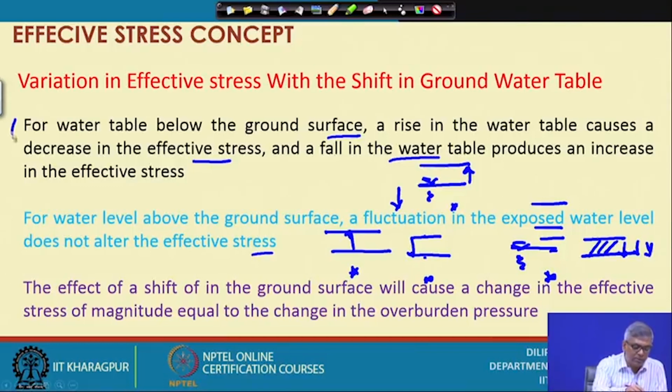So, these points: when the water table goes up within the ground, effective stress decreases; when it goes down from the original ground level, effective stress increases; above ground level, any change in water table makes no change in effective stress; and of course, a change in ground level itself will cause a change in effective stress. If overburden is added, the effective stress increases by that amount, and if the overburden decreases, then the overburden pressure is subtracted. That is what is shown here.